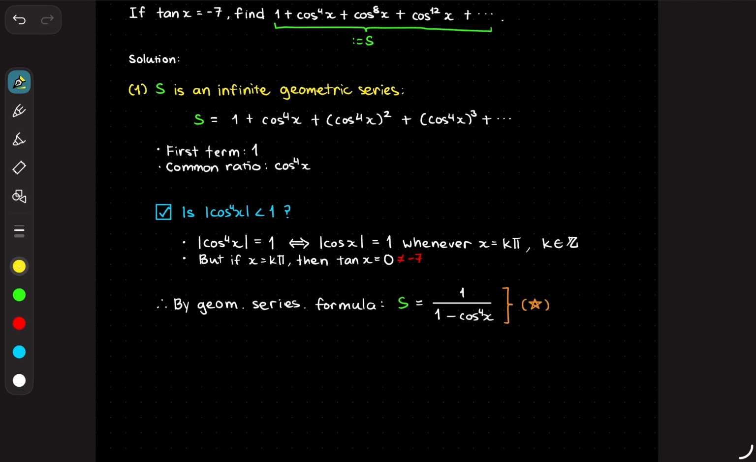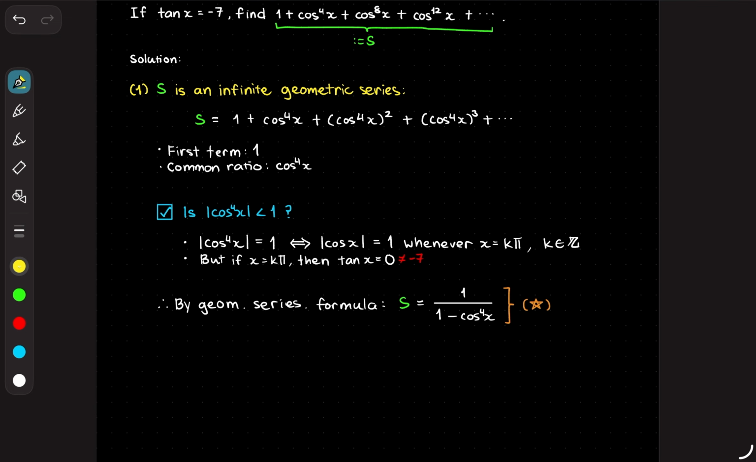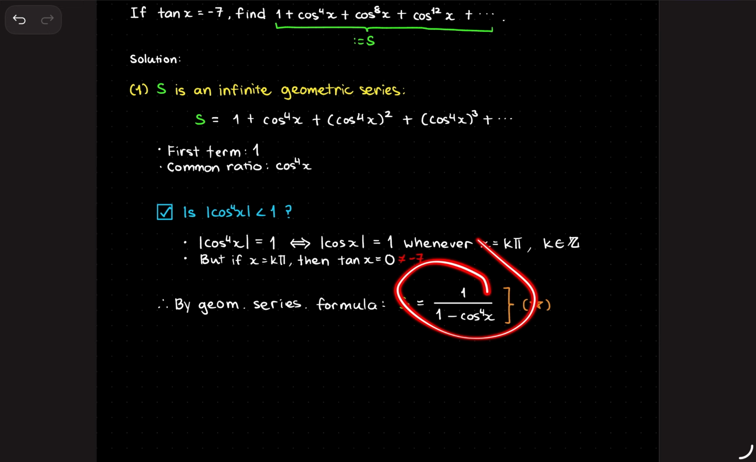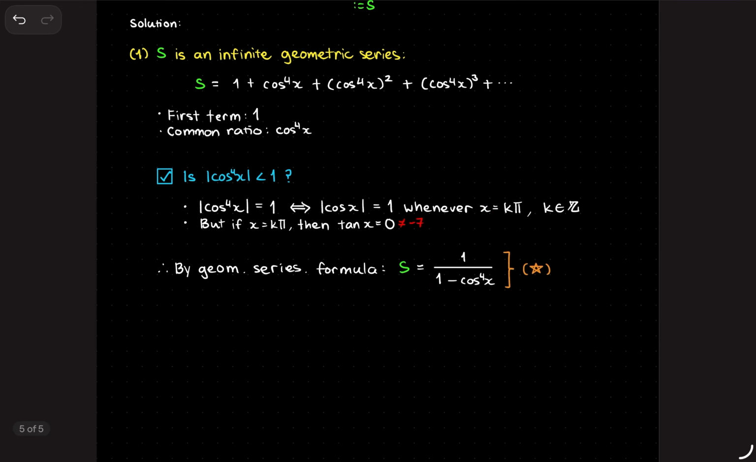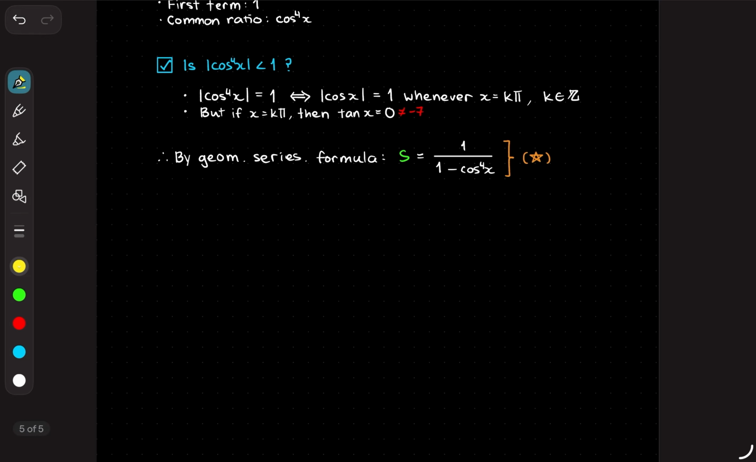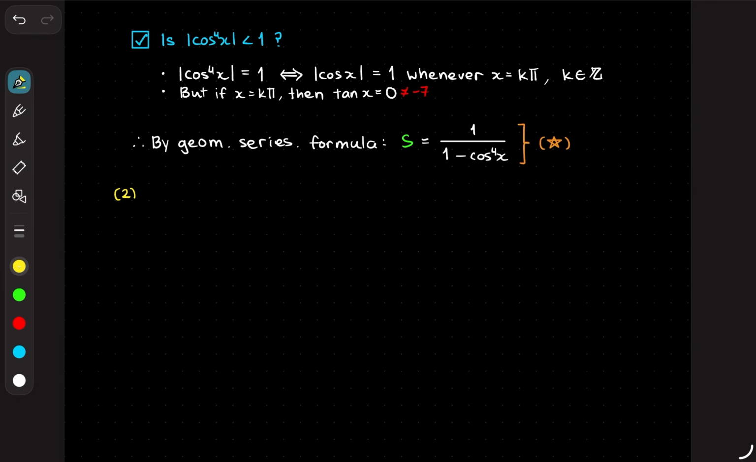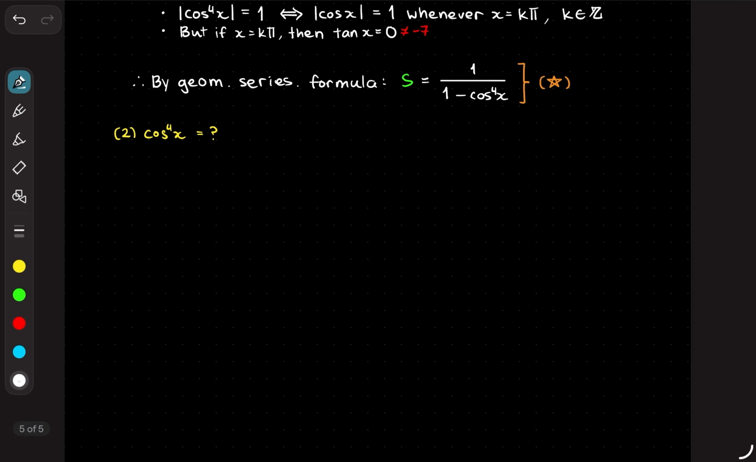Once you are able to notice this is an infinite geometric series, you can obtain this sum out here. The only problem here is that we still need to obtain the value of cosine x raised to 4, and that is our next step here. So our goal now is to find the value of cosine x raised to 4. To be able to do this, the key is to recall the following identities in trigonometry.